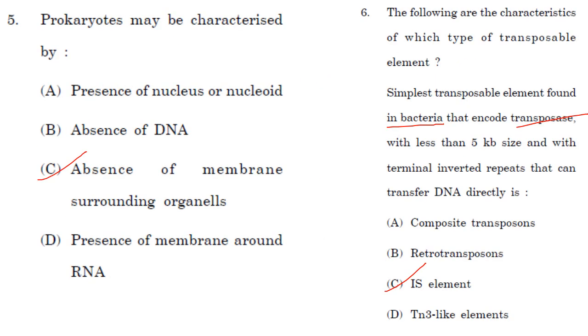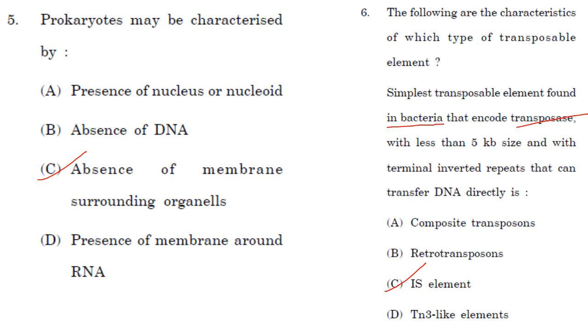Then prokaryotes can be characterized by presence of nucleus or nucleoid. They don't have a nucleus. Absence of DNA? DNA is present but nucleus is not present. Absence of membrane surrounding organelles. Yes. Presence of membrane around RNA? No. That is not correct.